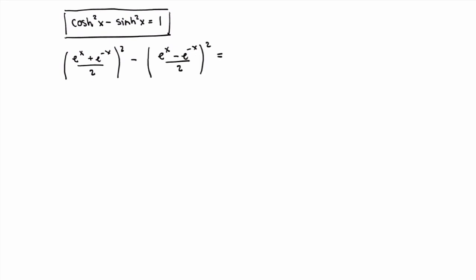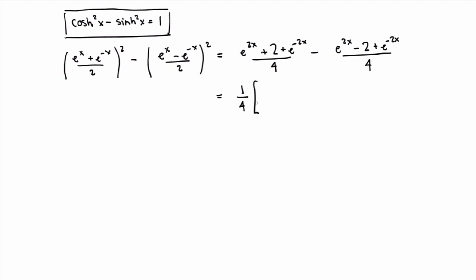Now I can expand the squares. So what I'm going to get is (e to the 2x plus 2 plus e to the minus 2x) over 4 minus (e to the 2x minus 2 plus e to the minus 2x) over 4. All right, if I just manipulate that a little bit, what do I get? Well, I get e to the 2x minus e to the 2x, first terms of both expressions, then plus 2 minus minus 2, and then the last one is plus e to the minus 2x minus e to the minus 2x.